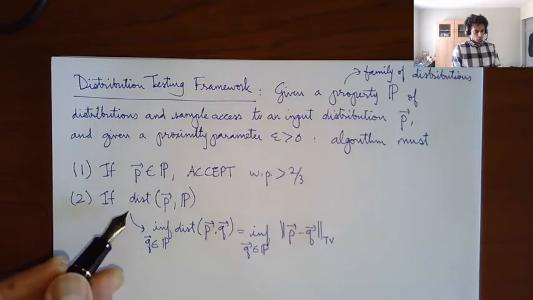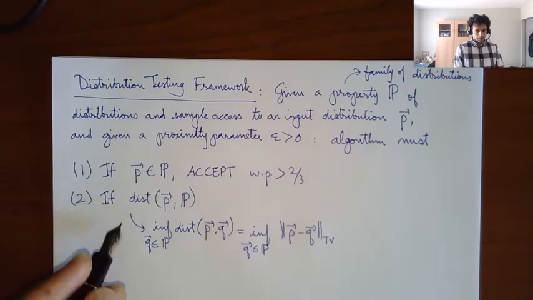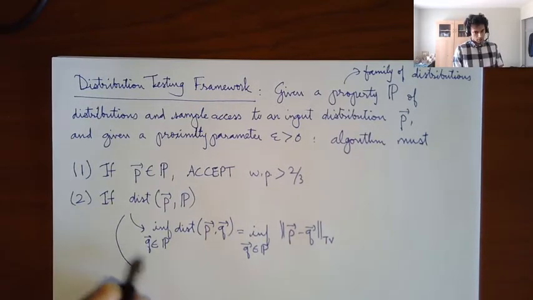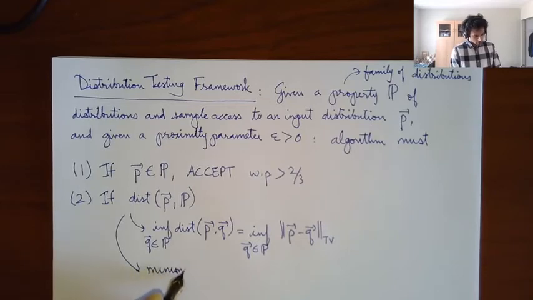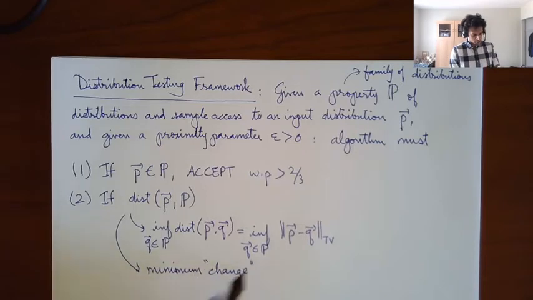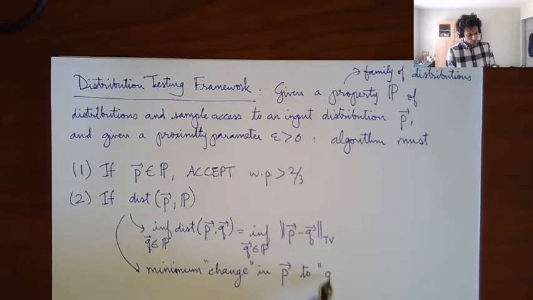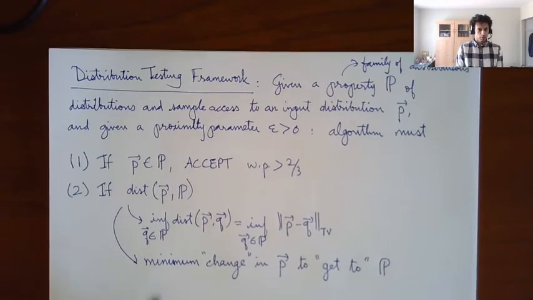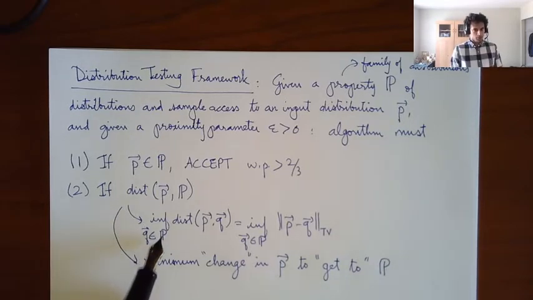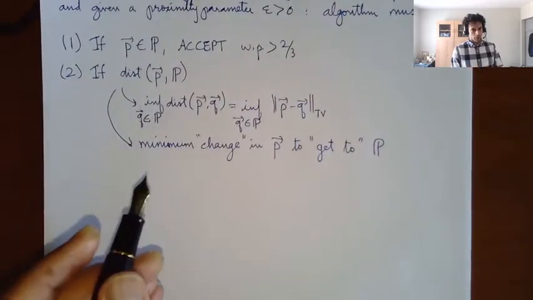So what this distance means is this is the minimum change in P to get to the property. This means this is the minimum amount of change in the distribution that is required so that it will have the property P.